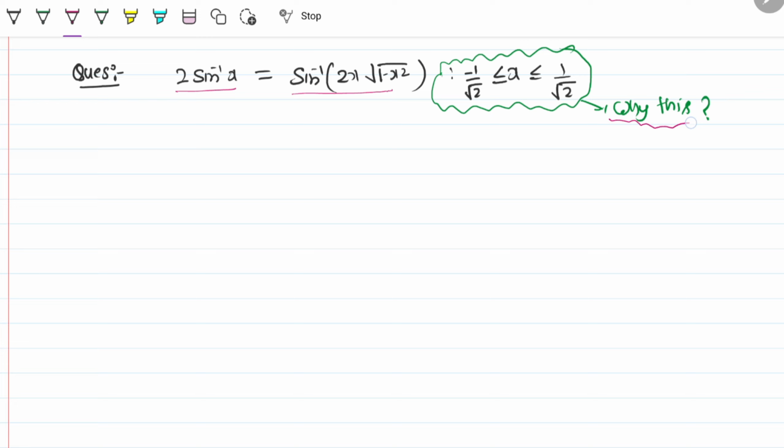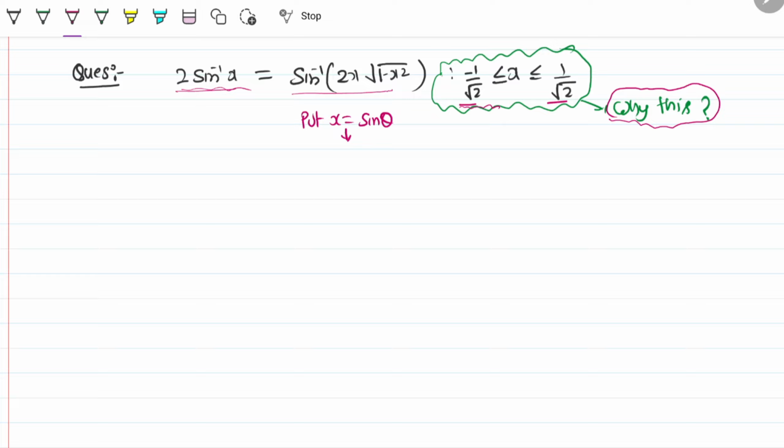So 2 sin inverse x equals sin inverse of 2x root over 1 minus x square. Then always in the NCERT you have seen x greater than or equal to minus 1 upon root 2 and less than or equal to 1 upon root 2. But why this? You usually prove this formula by putting x equals sin theta. If you put x equals sin theta, you can usually prove it by taking the RHS and proving the left hand side. But today we will find the answer why this formula holds if x is from here to here.